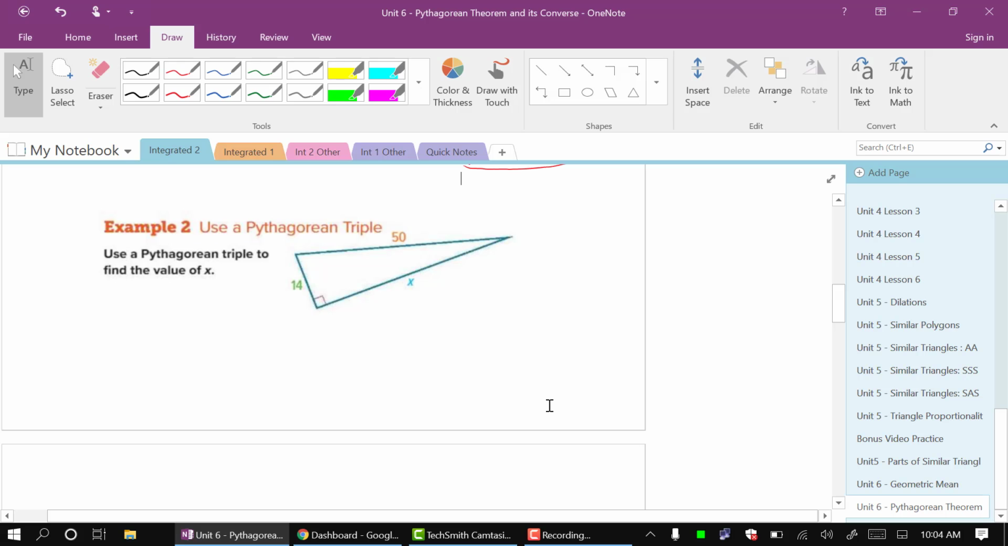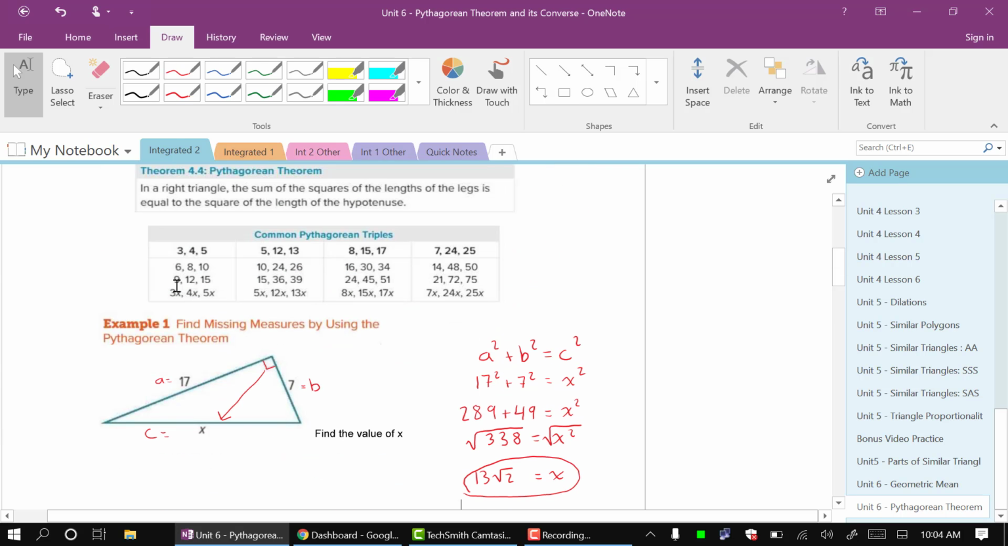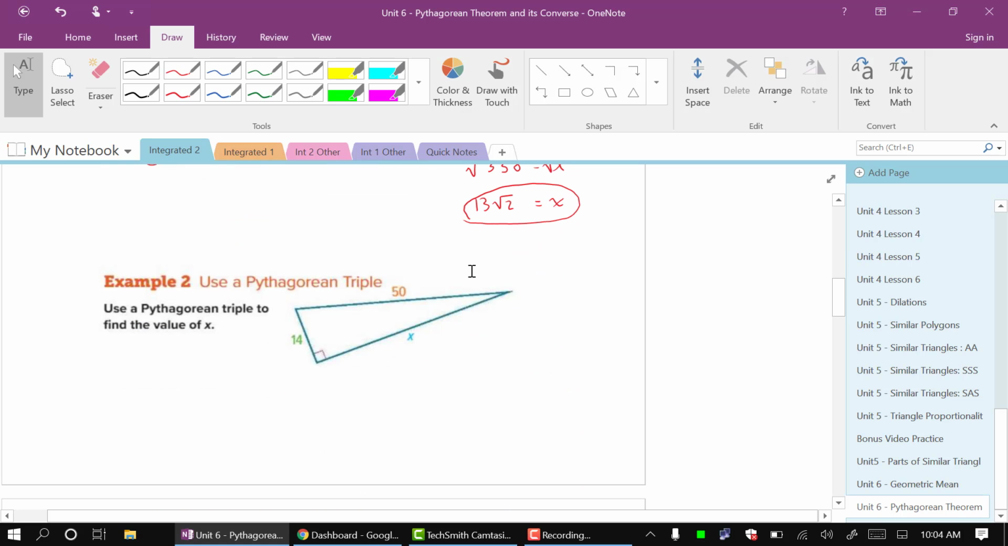So now we want to use the idea of the Pythagorean triples. So for example 2, we have 14, 50, and X. We're going to look back at these 3, 4, 5; 5, 12, 13; 8, 15, 17; 7, 24, 25, and we're going to see which one this one lines up to. So again, I'm going to start off with, here's my right angle. Opposite my right angle, that's going to be my C value. So my hypotenuse in this case is 50. So I have X is one of my legs, 14 is my other leg, and 50 is my hypotenuse.